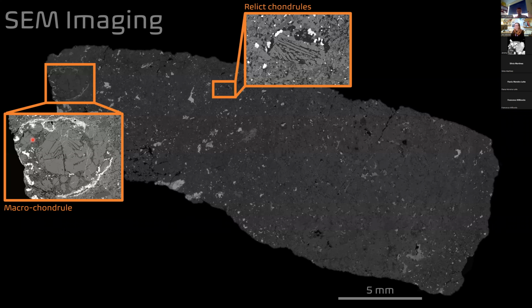We can also see relic chondrules. So I can see this one used to be a chondrule and it's starting to melt. So it's no longer nice and round. It's kind of a bit squished. There's no real clear boundaries around it. We start seeing some igneous textures.